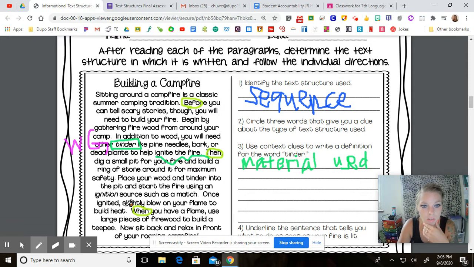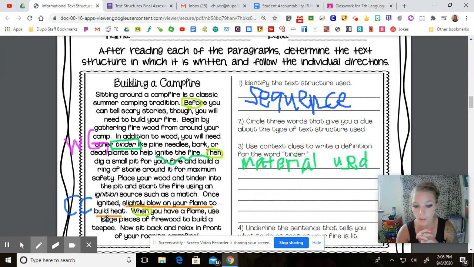It said, once ignited, slightly blow on your flame to build heat. Okay. And this actually, for me, before I knew anything about camping, way back in the day, would have been a contradiction, because I would think blowing on a flame would blow it out like a candle. For your birthday, you blow on the candle, it goes away. But actually, blowing on the flame lightly helps build that heat and build the flame more when you're building a campfire. So that was kind of contradicting what I already knew about fires going into this.